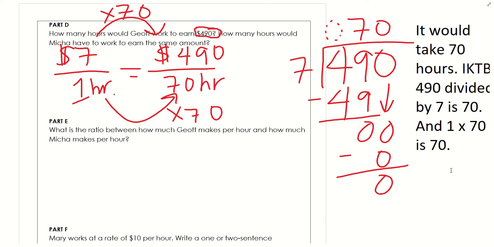Part E asks, what is the ratio between how much Jeff makes per hour and how much Micah makes per hour? So we need to think about how much Jeff makes per hour. How much does Jeff make per hour? Flip back to part B. We know how much Jeff makes per hour. He makes $7 per hour, right?